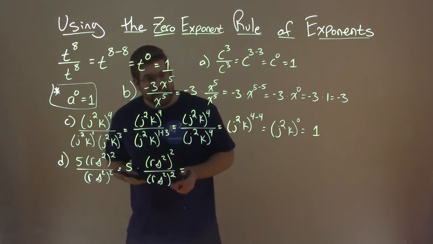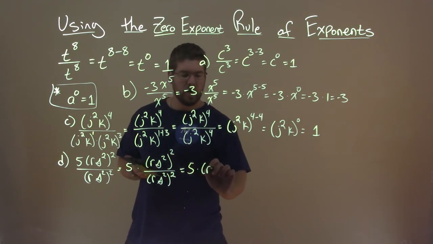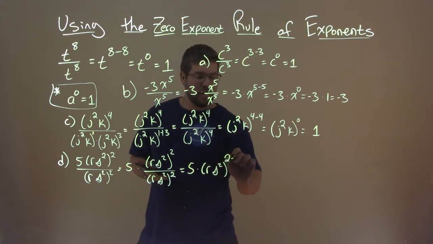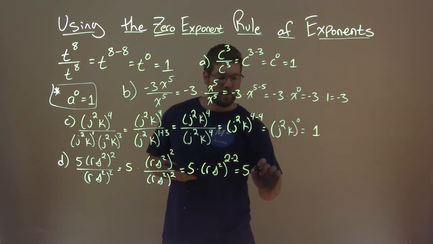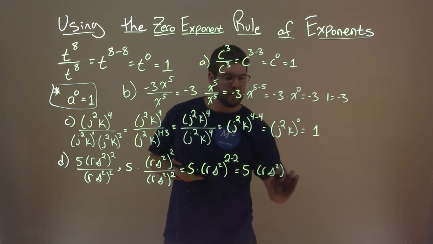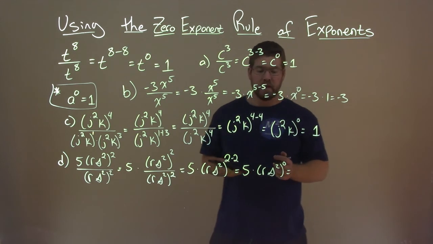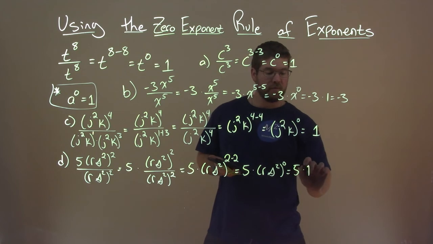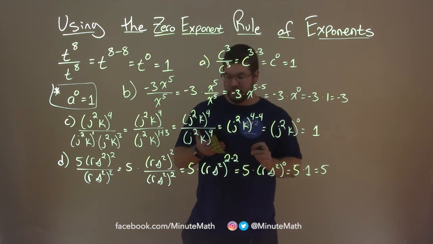Now, since our base is rs squared, we can apply the quotient rule. They're the same here. So we have 5 times rs squared to the powers that get subtracted, 2 minus 2. 2 minus 2 is 0, so we have 5 times rs squared to the 0 power. And now we can apply the zero exponent rule. Rs squared to the 0 power is just 1. 5 times 1 is 5. And so that is our final answer.